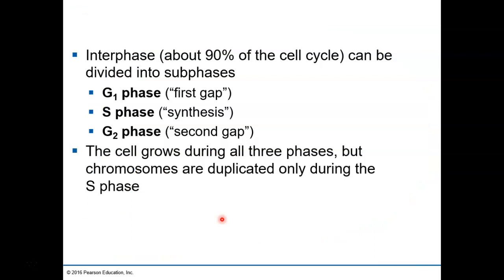Interphase, which is in different cells about 90% of the cell cycle, has 3 subphases, and these are also named pretty generically. When they looked at interphase, they saw that there was a point in time where DNA was being replicated, and they thought, okay, the DNA replication is pretty important, so let's call that S phase for synthesis of DNA. And then you know what? We have a period of time before synthesis. That's a gap. Let's call that gap 1. And then we have a period of time after synthesis that's called gap 2.